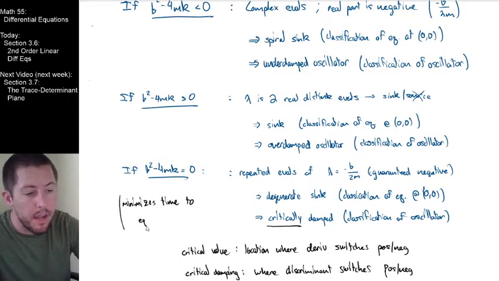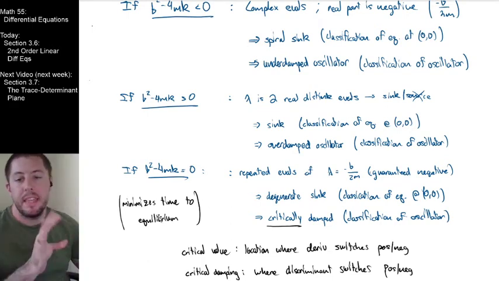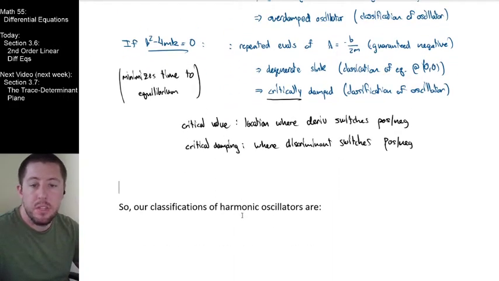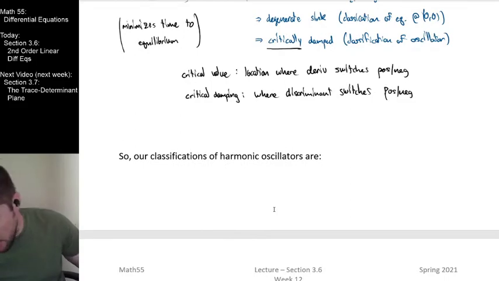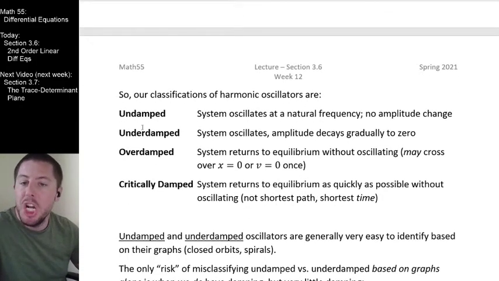Or time to equilibria, I should say, more generally, is when we have that critically damping, where we get that discriminant being exactly equal to 0 right there. So there's our classification. So in general, our classifications are undamped, underdamped, overdamped, critically damped. And I'm going to talk through them all again, because these matter.